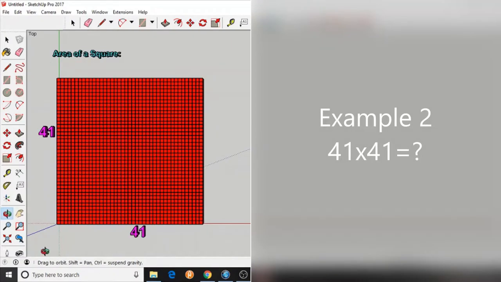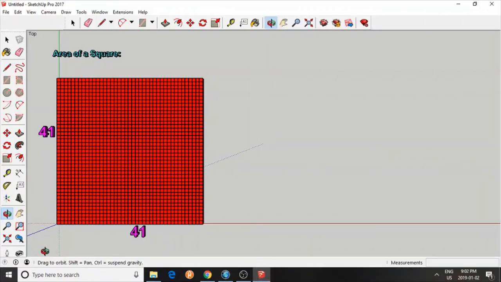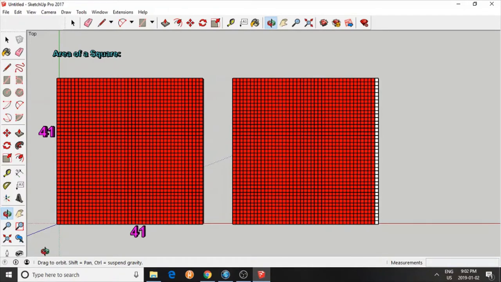Let's tackle a more difficult question. What is the area of a square that is 41 by 41? This can also be done in your head. Think of a number that is round, that is closest to 41. 40 comes to mind. So let's remove the last column on the right and put it on top. When we do that, we end up with 1 left over.